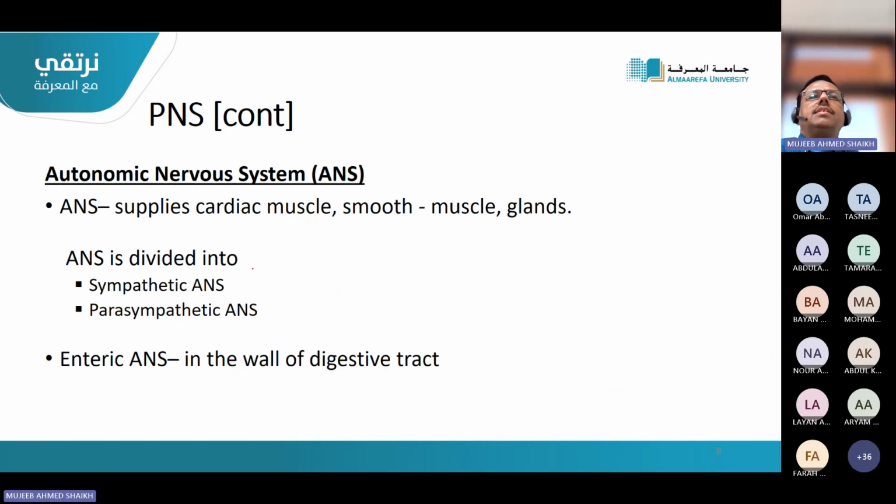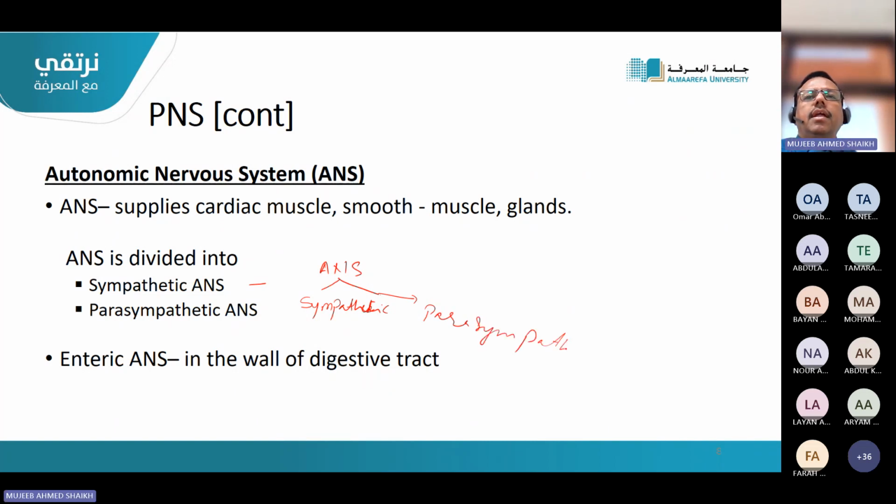Again, the autonomic nervous system is divided into two parts. One is called sympathetic, and another one is called parasympathetic.